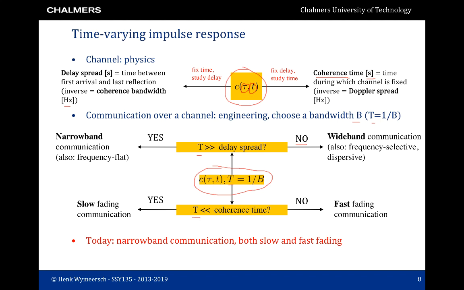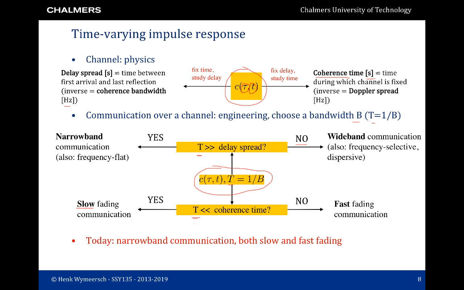We can also look at T with respect to the coherence time. If T is very short with respect to the coherence time, this means that we can send many symbols within the coherence time. This means that this channel remains more or less constant for many symbol transmissions. We call this slow fading communication. So from the point of view of the communication, the channel remains constant for long times. In the other case, when the symbol duration is larger than the coherence time, we have something called fast fading communication, because potentially every few symbols the channel can change completely.